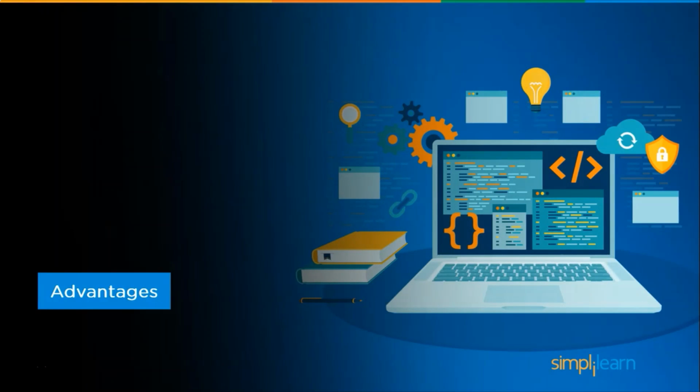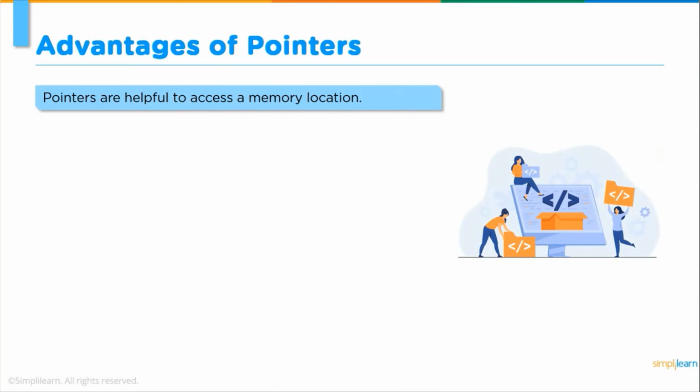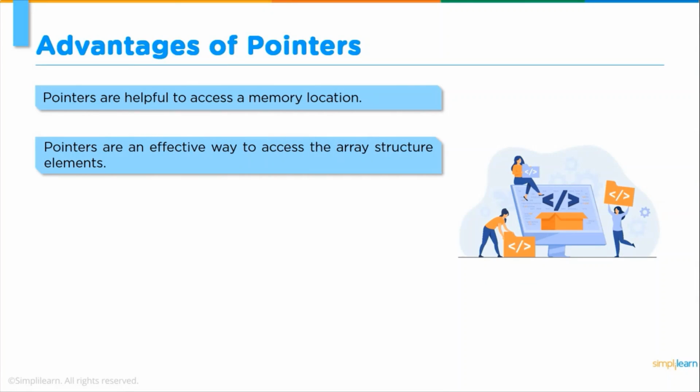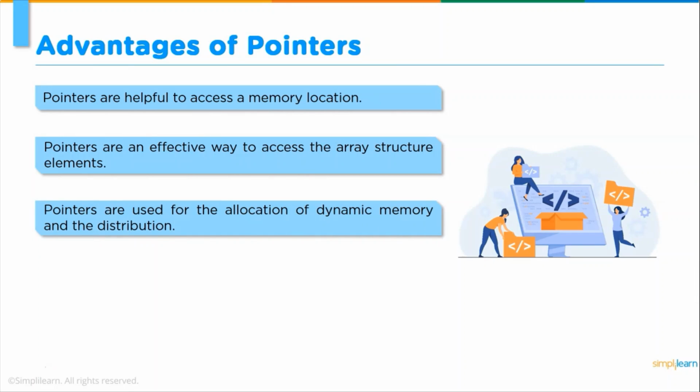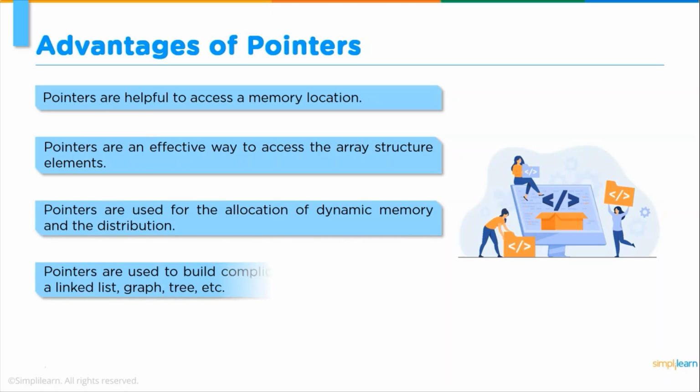During the course of this video, we have learned a lot about pointers. Let's discuss some advantages of pointers. First up, pointers are useful to access a memory location. Pointers are also an effective way to access array elements. Pointers are used for dynamic memory allocation and its distribution. Pointers are also used to build complex data structures like linked list, graph, tree, stack, queue, etc.